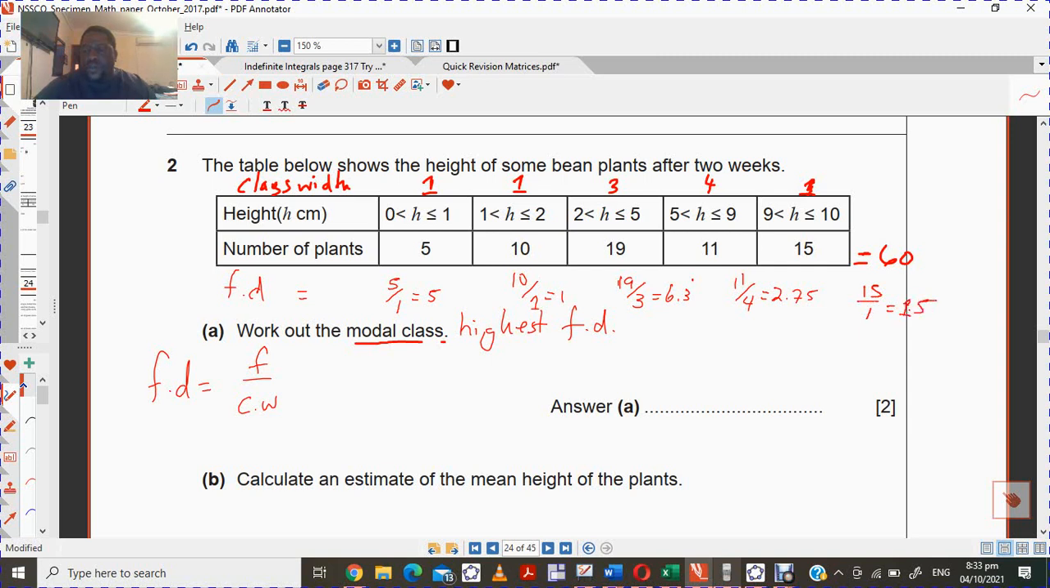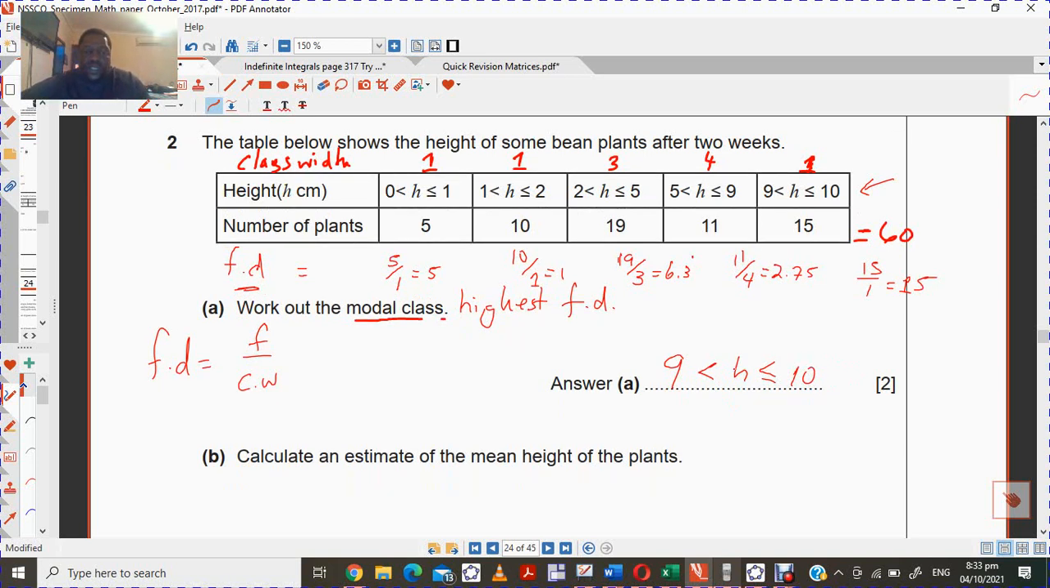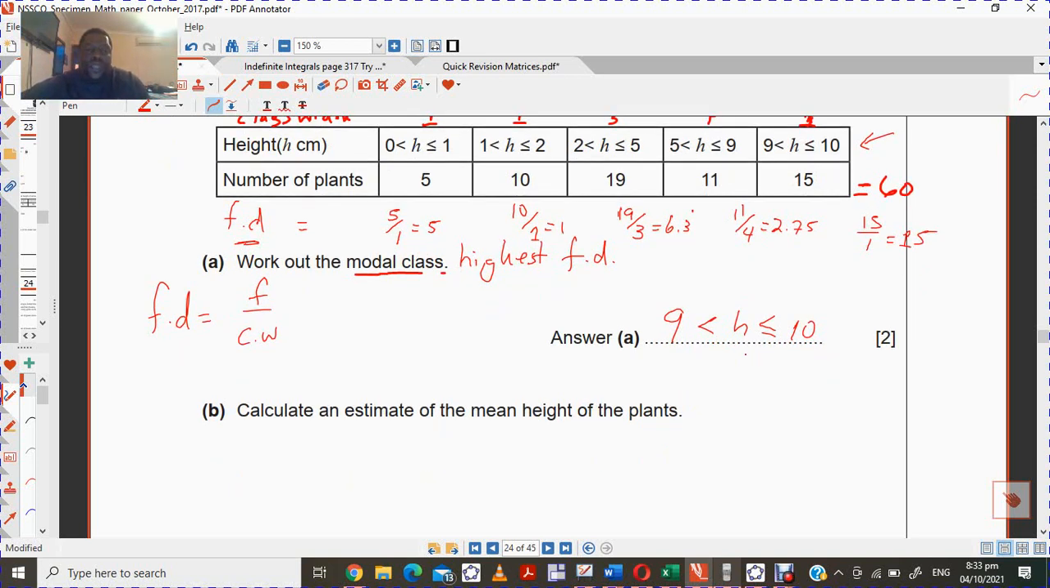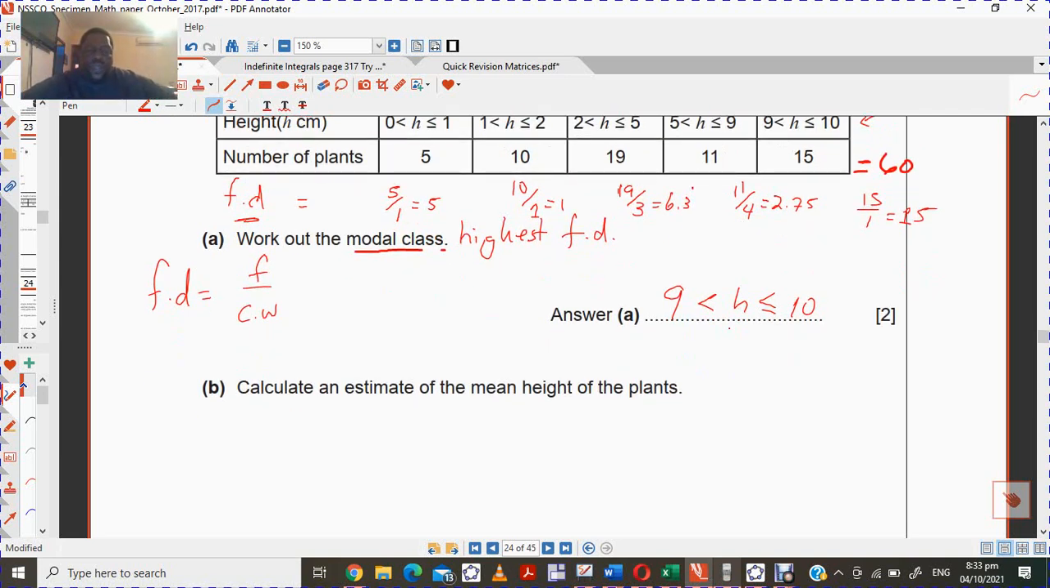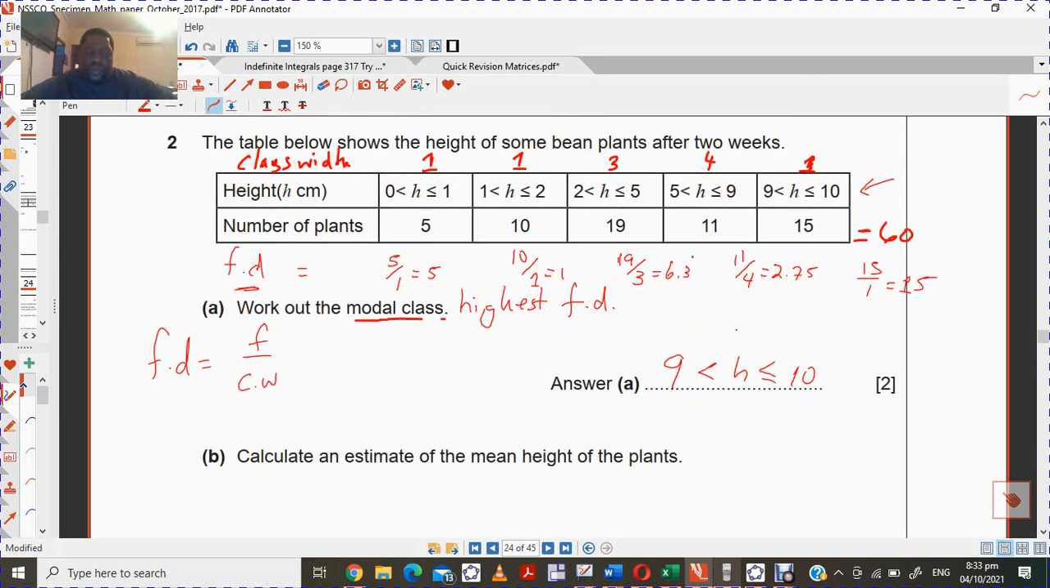So the one that has the highest frequency density, in this case, it has to be this class interval of 9 less than h less than or equal to 10. Between 9 and 10, this one is the one that has got the greatest frequency density. So they want us to calculate the estimate of the mean. You take the frequency and multiply it with the class width, so we're going to find the estimate of the mean.